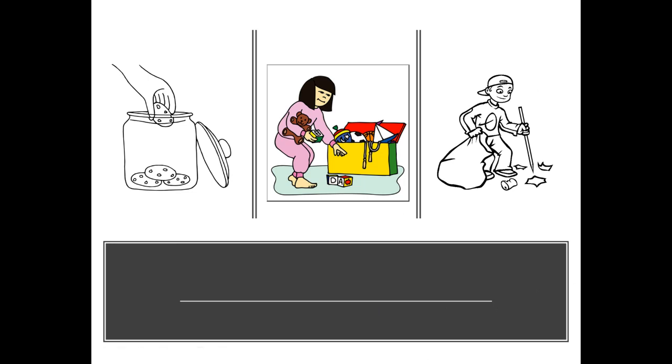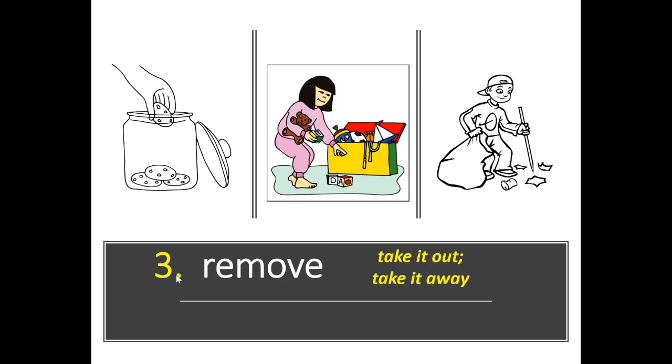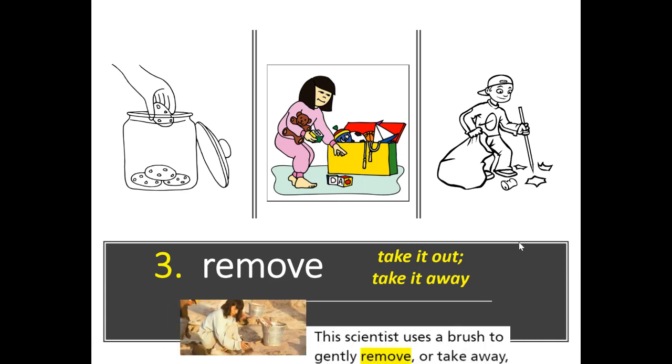They all show picking up or cleaning up. So, let's see what the word is. Remove. So, when you pick up something, you're removing it from where it was. Take it out, take it away. So they're taking out a cookie, they're removing the toys, and they're removing the trash from the ground. Take it out, take it away.